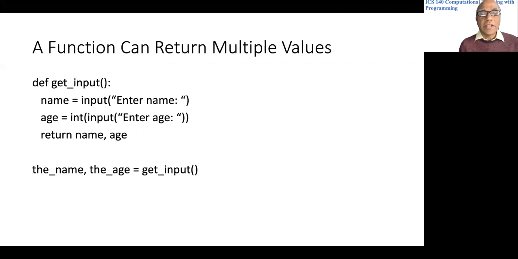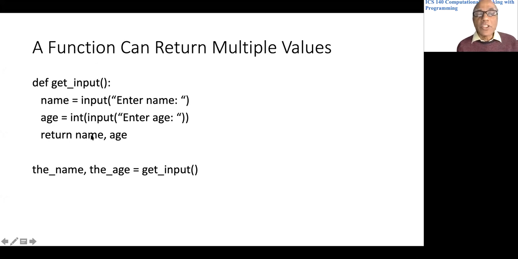We saw that a function can return values. In fact, it can return multiple values. For example, here, this function get input, when called, you can see there are no parameters here. It doesn't really matter that much, but I just wanted to point that out. We are reading a name into this variable. We are reading the age of somebody into this variable age, and we can return both of those. So you could write return name comma age.